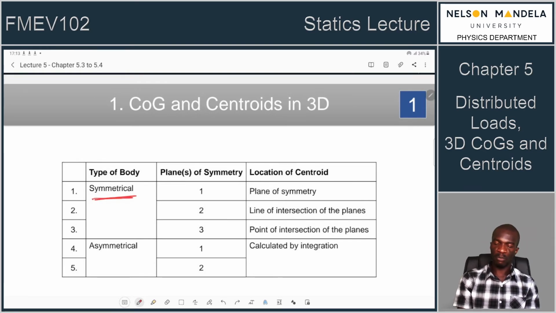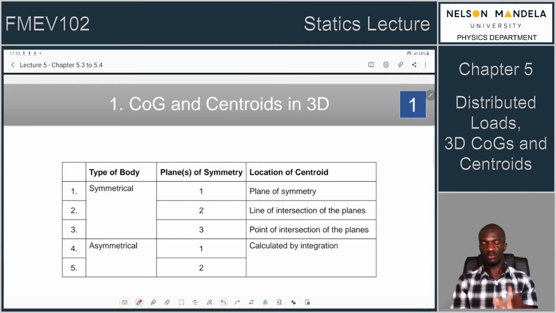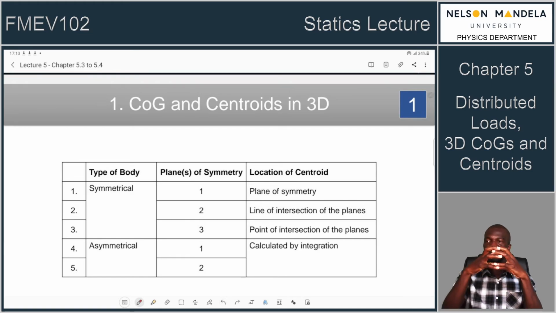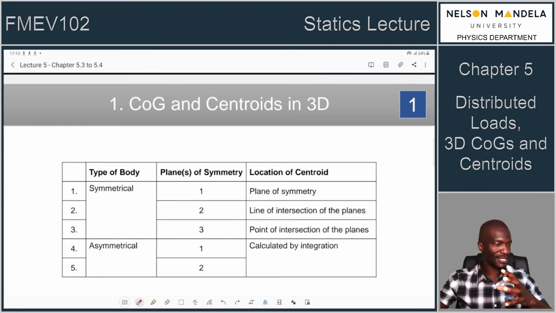When we have some body, some volume which is symmetrical, so there's some line of symmetry somewhere, if it has one line of symmetry, then the centroid will be located on the plane of symmetry. Remember, we're now in 3 dimensions, so it's a huge chunk of material. Let's assume this is a body and it's symmetric. Then this plane that cuts this body.